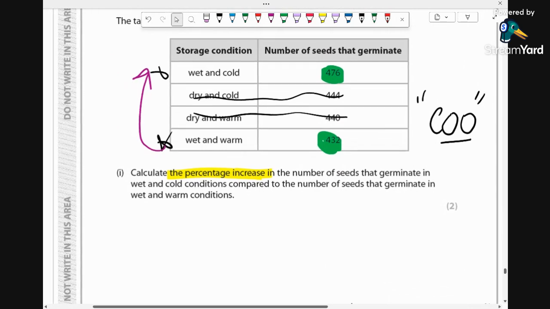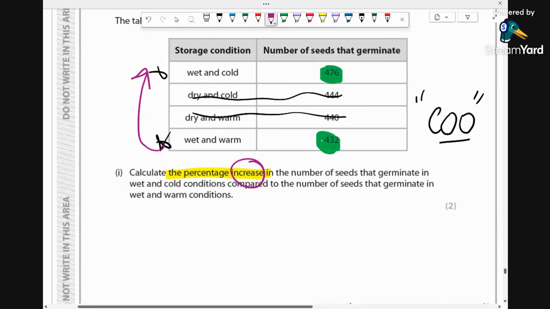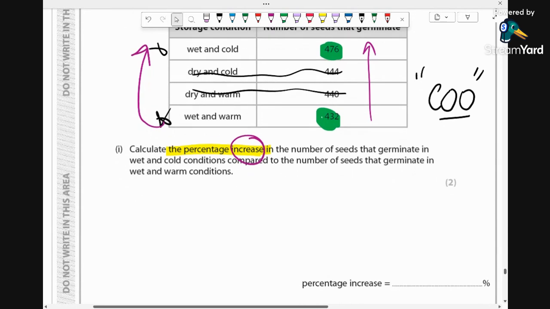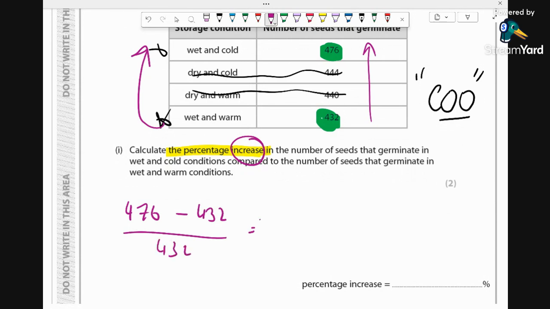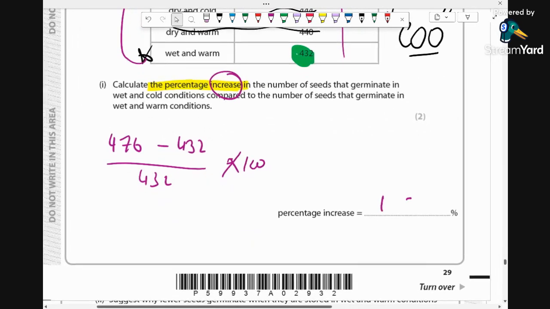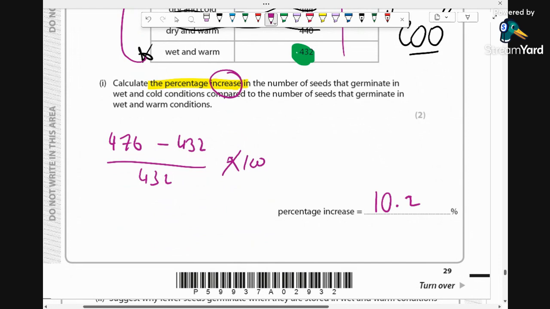Percentage increase. Yeah. So again, percentage increase, right? So we're increasing, so we have to go that way. So again, I would do 476 take away 432 over 432 times 100. That might give me a better looking answer. 476 minus 432 over 432, and then times 100 should give me a positive. Oh yeah, it does. Okay, good. So that's 10. What is happening to my surface? I think my surface is dying, but right, 10.2%.